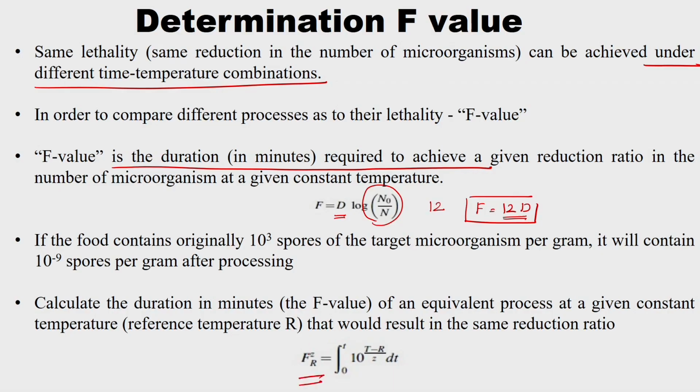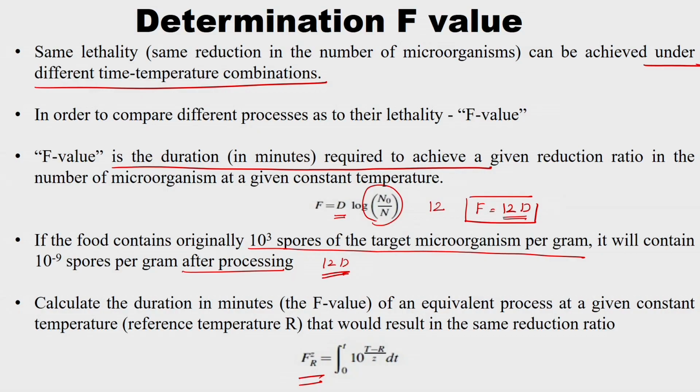So, that is nothing but F or F is it. Before that, if the food originally contains 10 to the power of 3 spores of the target microorganism per gram, it will contain 10 to the power of minus 9 spores per gram after processing, if it is a 12D process. How do I relate that 10 to the power of minus 9 spores? If I take a 500 gram product, then 1 pack in 2 million will have 1 spore, right. So, that is how we can relate the 12D process to the number of spores available.